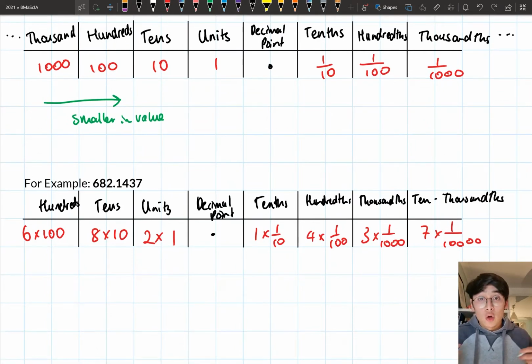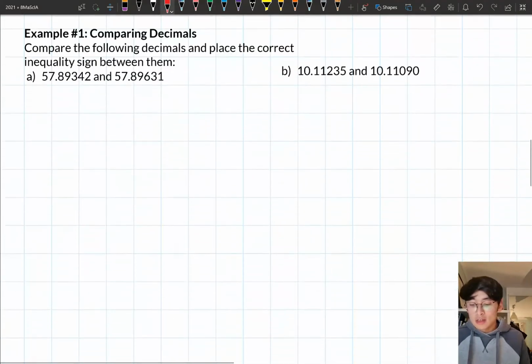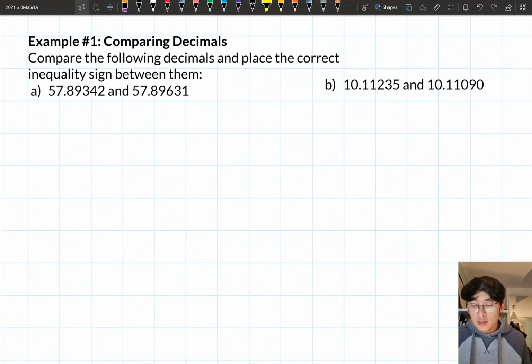Now, we can actually compare decimals by comparing the numbers. What we want to do when we're comparing numbers is write them out in this kind of form. Then we read from left to right and observe where there are digits which are bigger than the other ones, and then we can compare those numbers. So let's have a go at an example of this. Comparing decimals: compare the decimals and place the correct inequality sign between them.